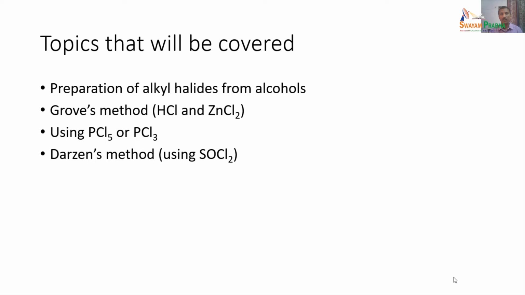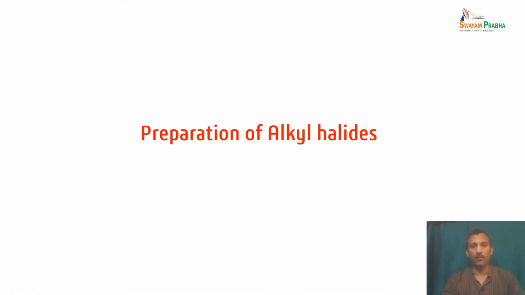The topics that we will be covering in this particular session include general methods of preparation of alkyl halides, and mainly we will start from the alcohol methods. The first one is Groove's method, where we employ HCl and zinc chloride. The next one is using PCl5 or PCl3. It will be followed by Darzens' method using thionyl chloride.